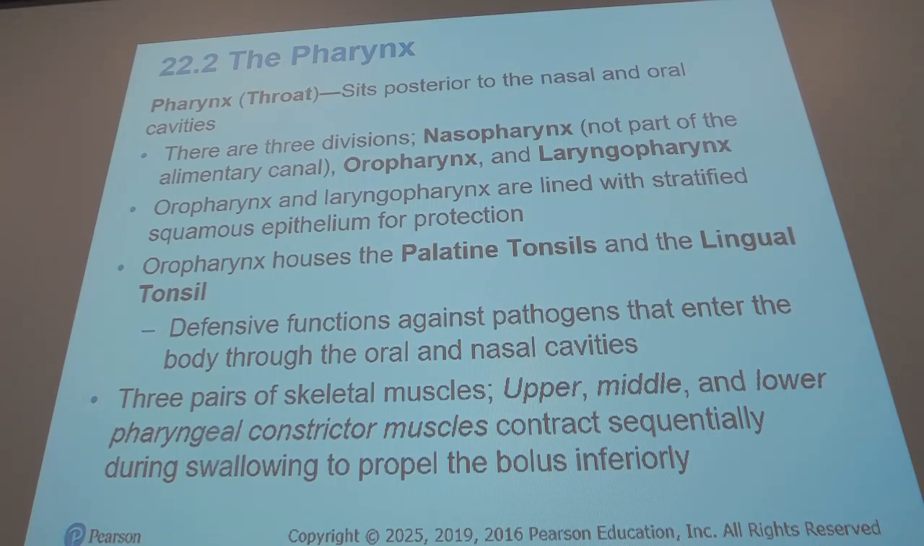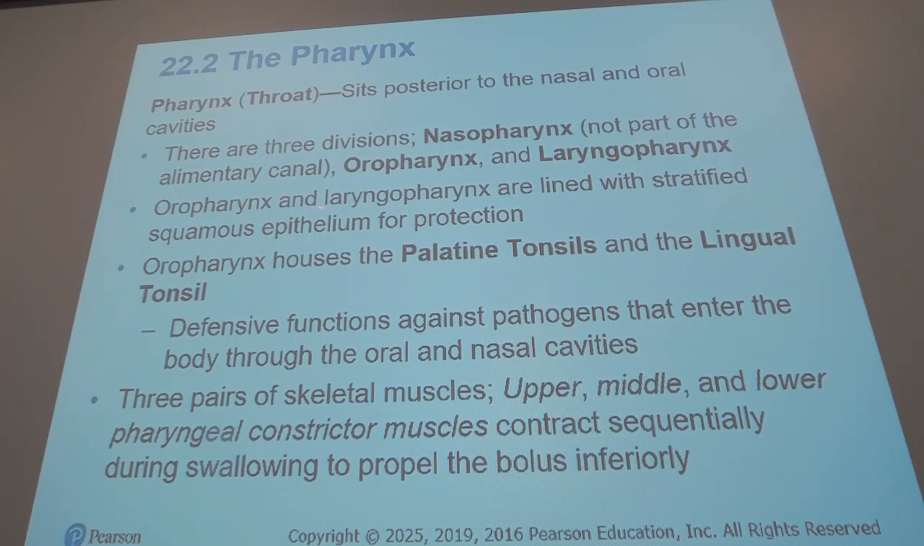Now, let's move into the next part of the digestive system, the pharynx. The pharynx is a muscular tube that is located posterior to the nasal and the oral cavities. We have a subdivision, the nasopharynx, that is just posterior to the nose, the nasal cavity. Then we have the oropharynx that is posterior to the oral cavity, and the laryngopharynx that is posterior to the larynx.